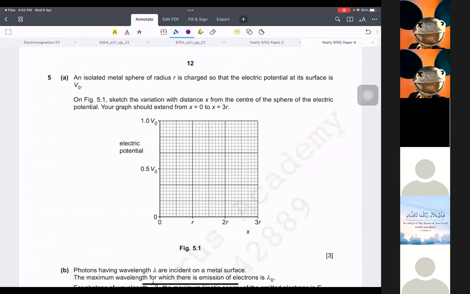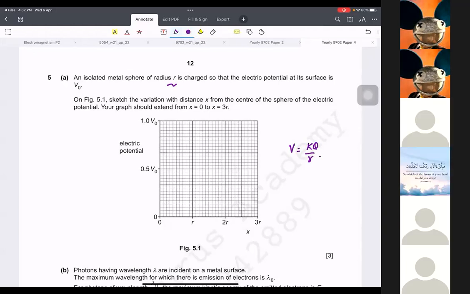An isolated metal sphere of radius R is charged, so the electric potential at the surface is V0. Sketch the variation of electric potential with distance in a graph. So electric potential is V equals KQ upon R, right? That's 1 upon R. So this means that at 0, it will be here. At 3, it will be 1 by 3. Can you do 1 upon 1 by 3? What is that?